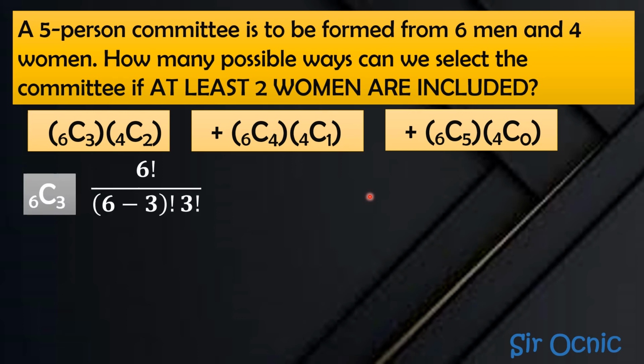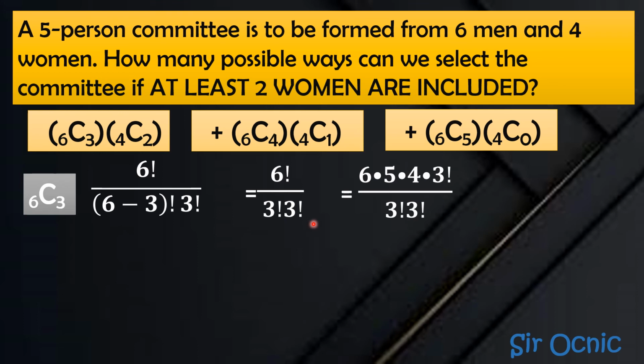6C3 is equal to 6 factorial all over quantity 6 minus 3 factorial times 3 factorial, or simply 6 factorial all over 3 factorial times 3 factorial. Expanding the numerator, we will have 6 times 5 times 4 times 3 factorial all over 3 factorial times 3 factorial. Cancelling the common factor, which is 3 factorial, and simplifying our fraction, we will arrive at 120 all over 6, or simply 20.